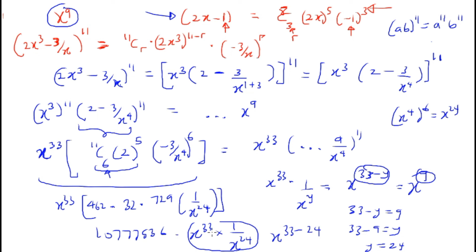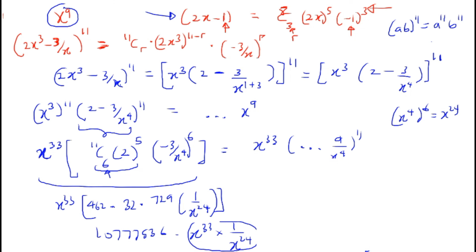So eventually I won't have this again. I'll have x raised to power 9. Let me just get rid of a particular space. So I'll have 10,777,536 dot x raised to power 9. So this is the coefficient of x raised to power 9. So it is very simple and short.